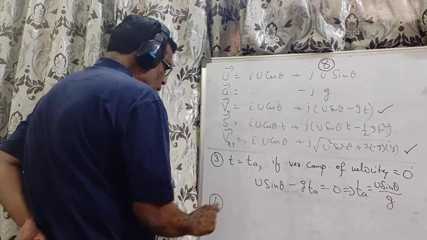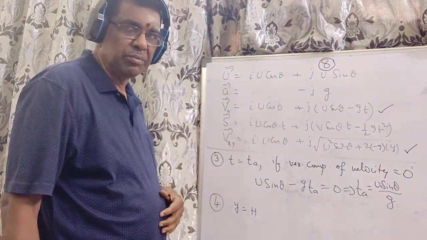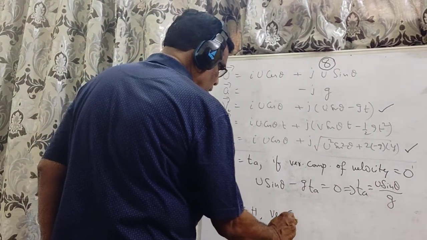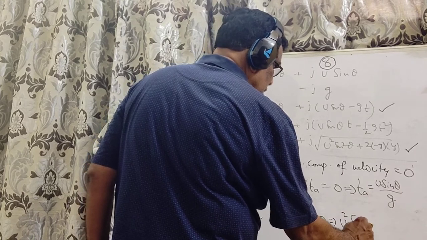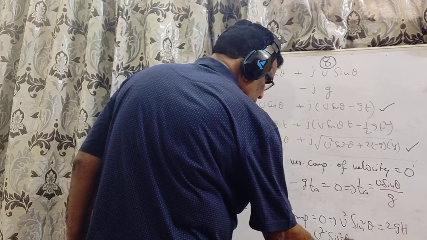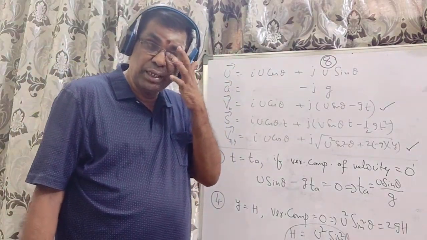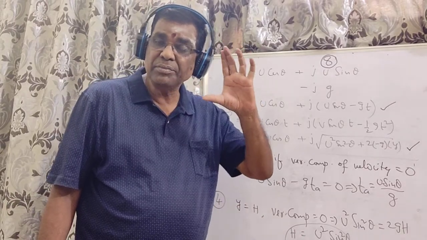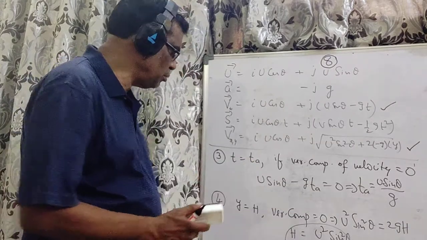In a similar way, we call y the maximum vertical displacement from the point of projection. Then your vertical component is 0. What is the vertical component? This one. This implies u square sin square theta is 2gh, or h is equal to u square sin square theta by 2g. Don't call it maximum height unless the body is projected from the ground. So, I am calling it maximum vertical displacement from the point of projection. Alright? So, you got time of ascent, you got maximum displacement.